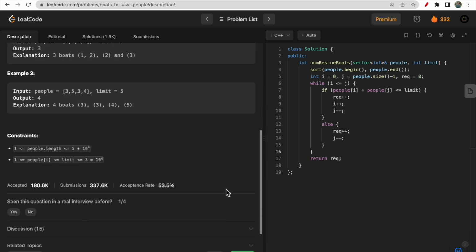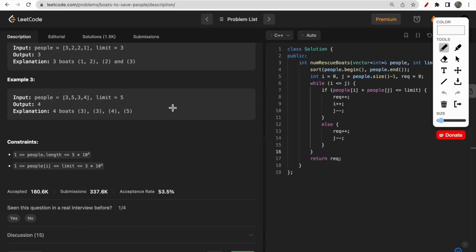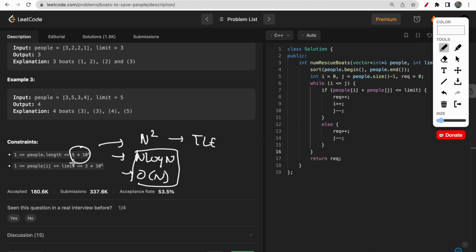So yeah guys, now if you take a look at the constraints, the length of the people array, or the total number of people, can be up to 5 times 10 to the power 4, and the weight of the person will always be less than or equal to limit, that is at max 3 times 10 to the power 4. Now guys, as you can see the number of people is this many. So it is observable that an n square solution will give you TLE. So you have to write either an n log n solution or a big O of n solution. Okay, these two are the acceptable solutions based on this length of people.